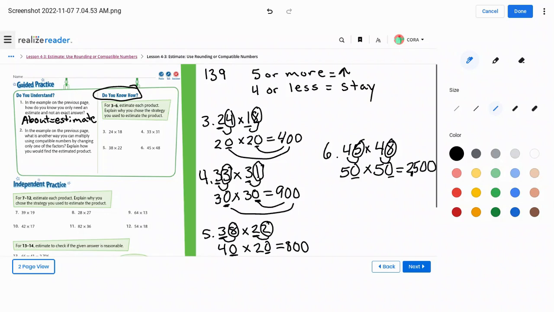All right, you can go ahead and go on to independent practice now. So hopefully you understood how to do those problems. If not, don't forget that's why I'm here. So now you can go ahead and get started on independent practice.